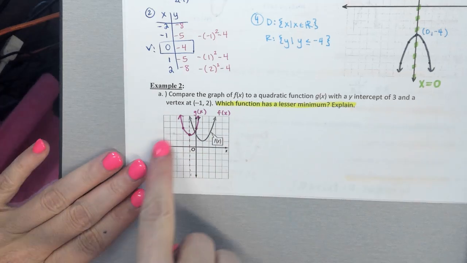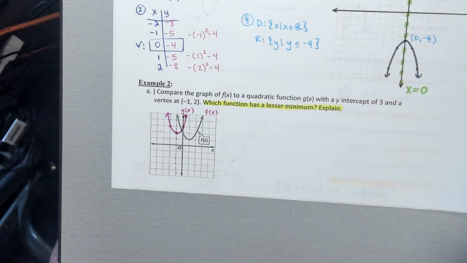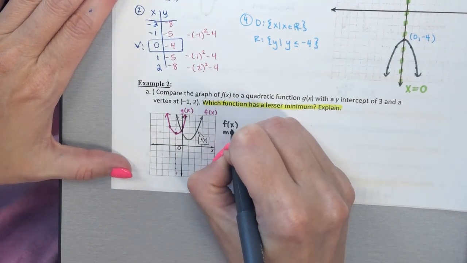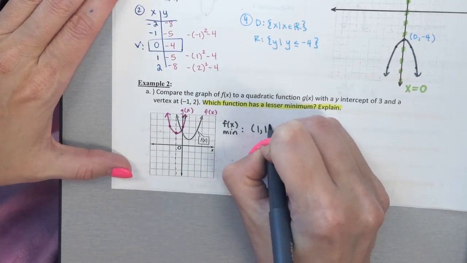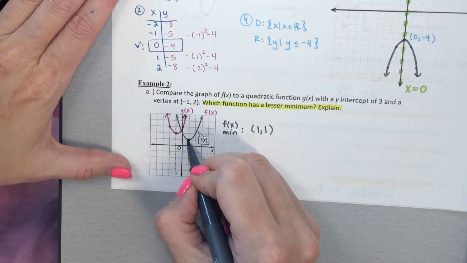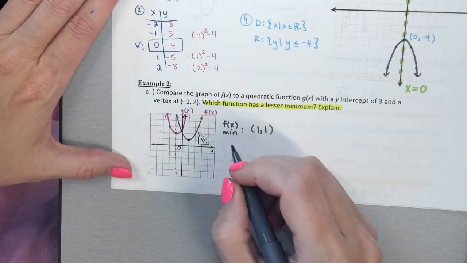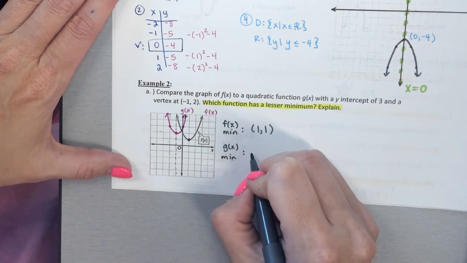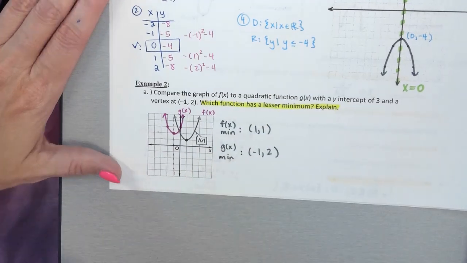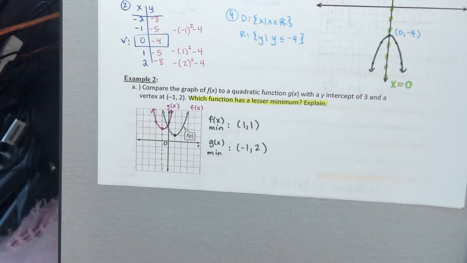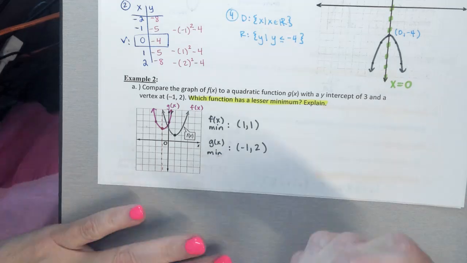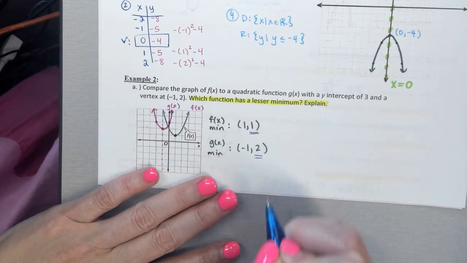Okay, so looking at these, can you guys tell what the lesser minimum is? It's going to be f of x. So the f of x minimum is 1, 1. We can see from our graph, over 1, up 1. The g of x minimum, which we were told is -1, 2. So in your explanation, when you're talking about how much lesser one is than the other, you are going to look at this y coordinate.